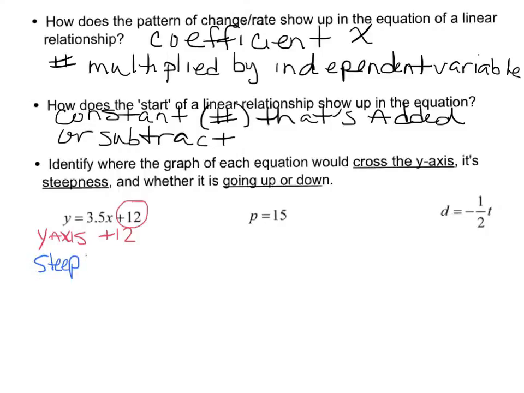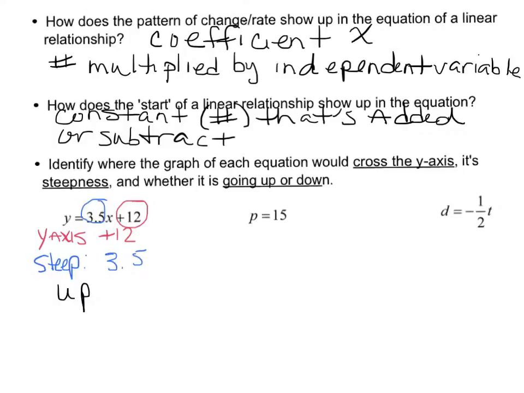The steepness of the graph. Remember, the steepness of the graph is reflected in the rate, and the rate is the coefficient of x. So in this case, the steepness of the graph is 3.5. And lastly, is this graph going up or down? Well, if it's a positive rate, if the steepness is positive, then the graph will be going up, because our rate is we're going up 3.5 every time x goes up.